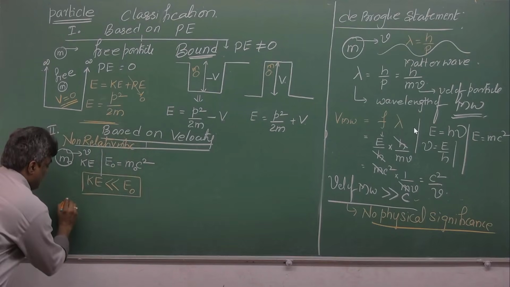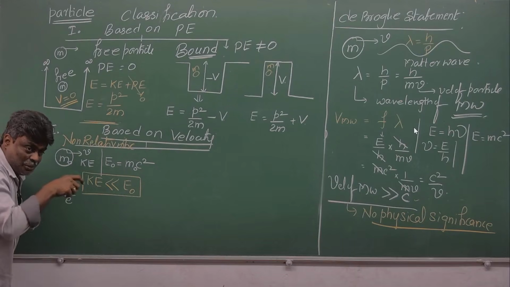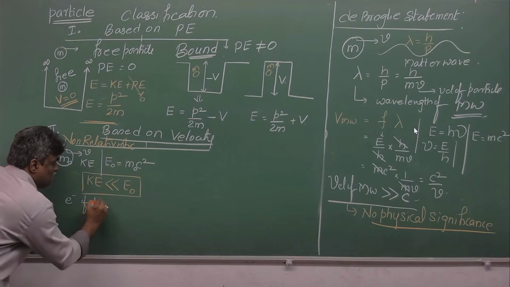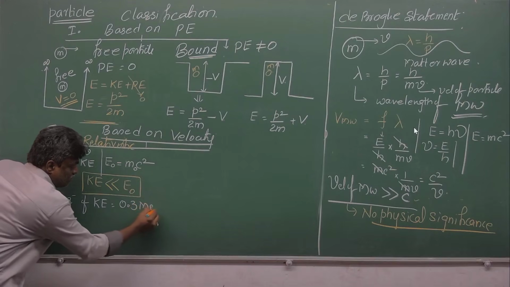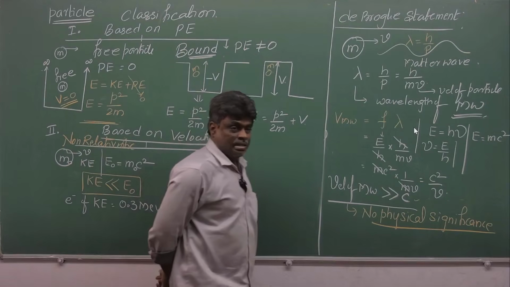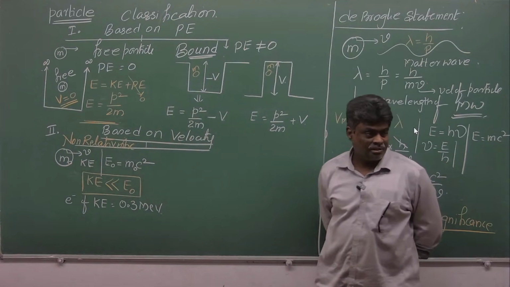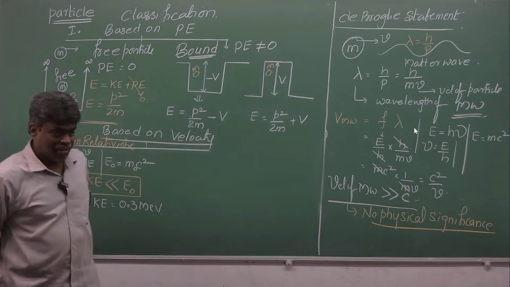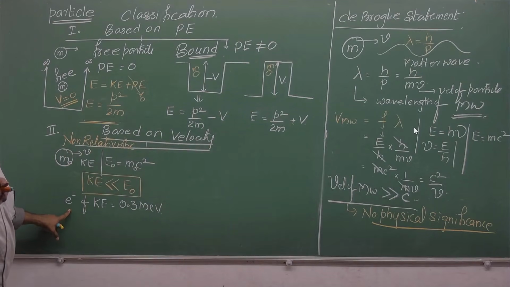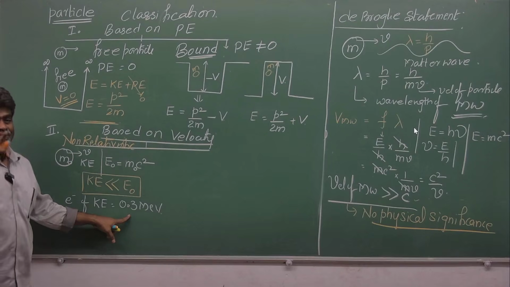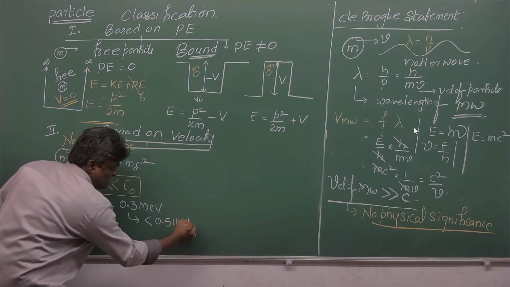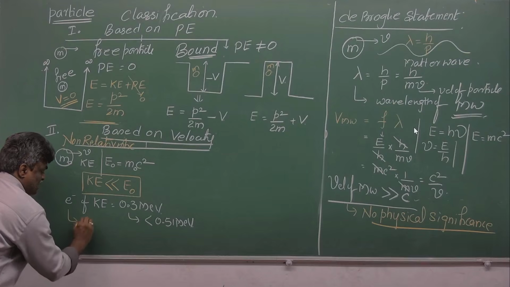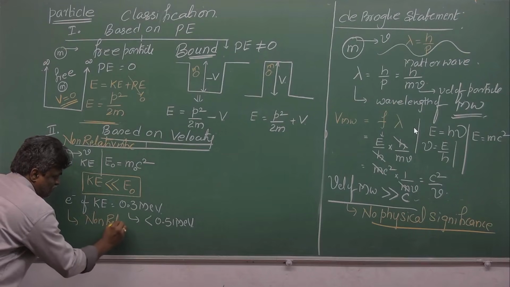If I say an electron, and in the question you will get this, an electron of kinetic energy 0.3 MeV. Is it relativistic or non-relativistic? Non-relativistic. Why? Electron rest energy is what? 0.51 MeV. Now what is the kinetic energy? 0.3 is less than 0.51. That's why it is non-relativistic. That's good.